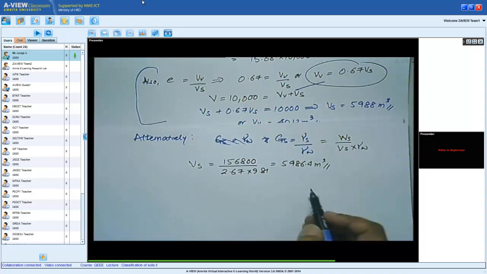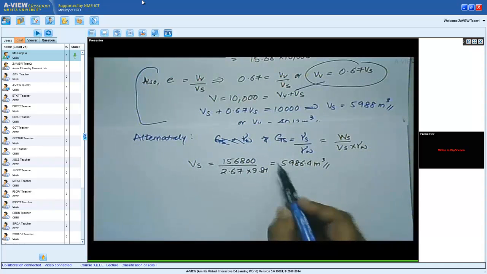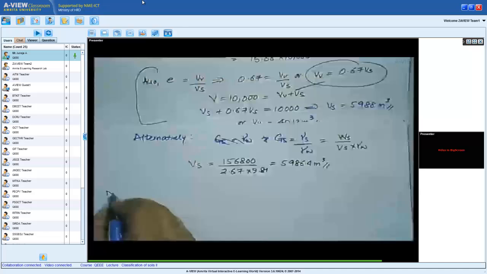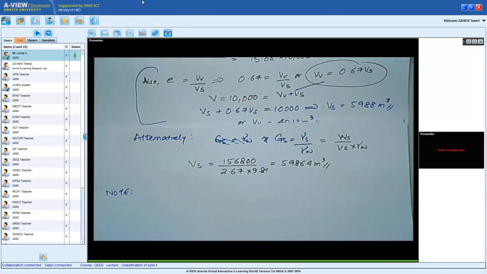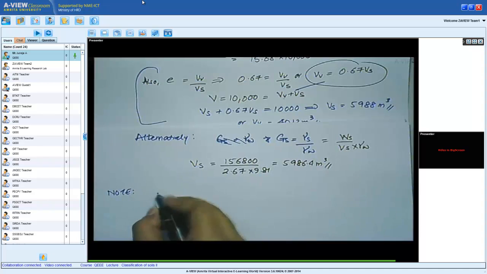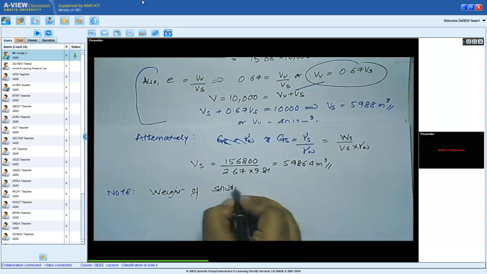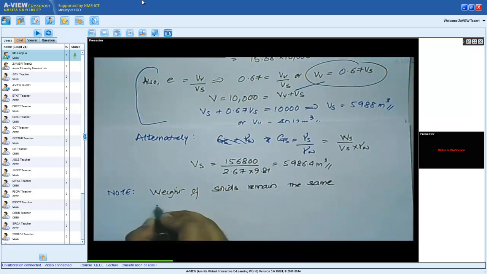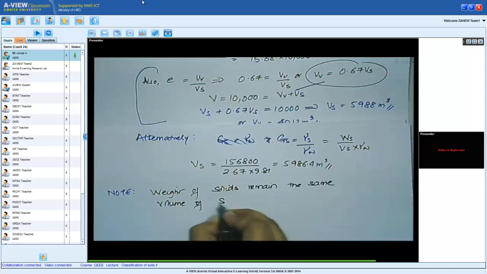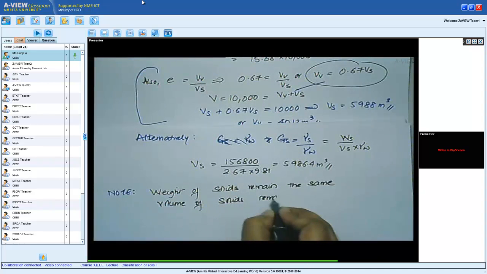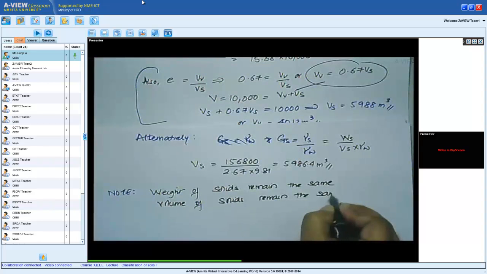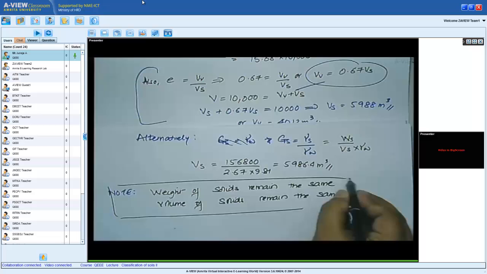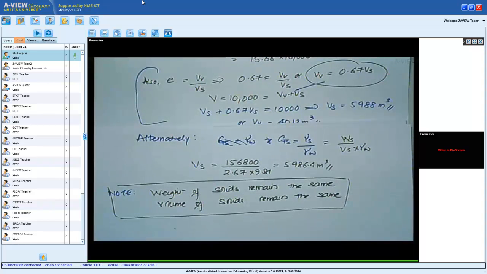So we have just looked at the volume of solids, and we know the weight of solids. I'm going to rewrite this note again, so that, at least to recap, the weight of solids remains the same, as well as the volume of solids remains the same. So before compaction, from the borrow earth, the weight of solids will remain the same, as well as the volume.